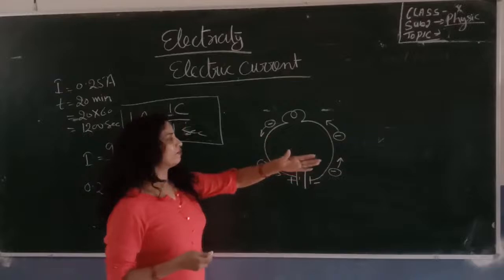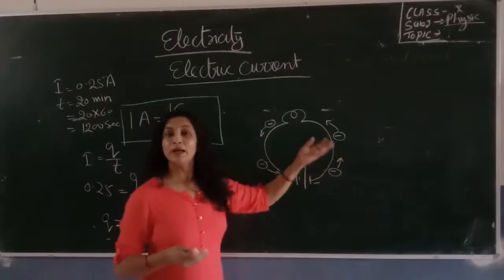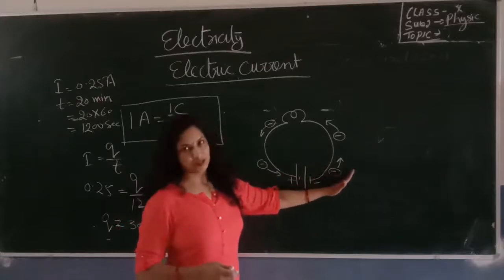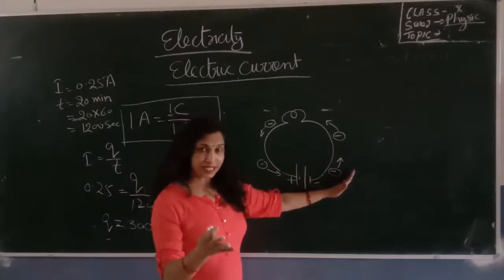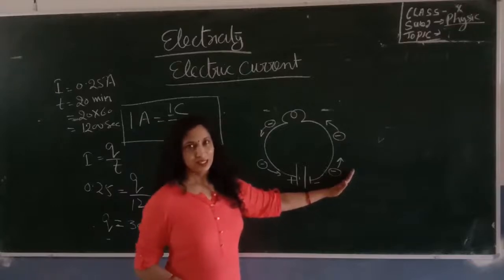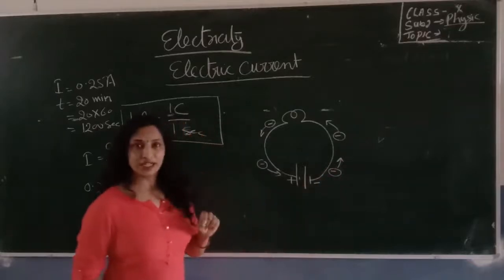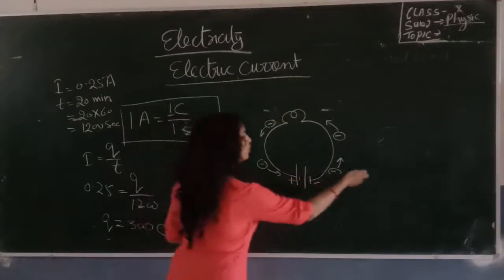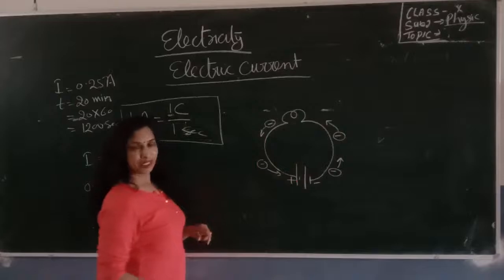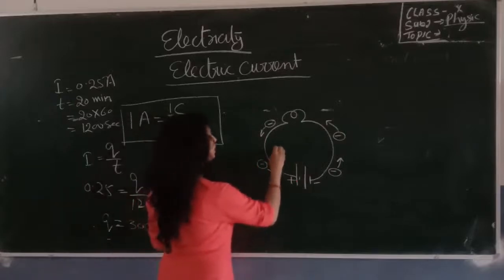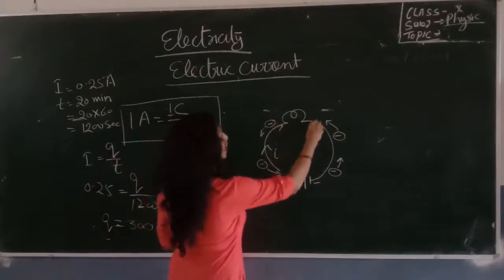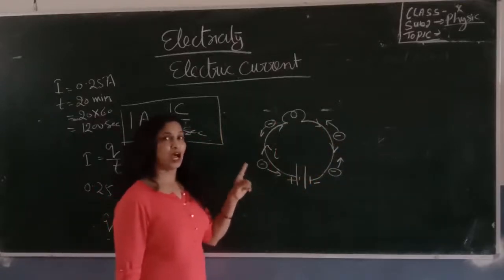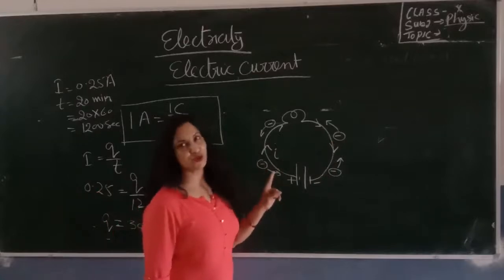So we can see the flow of electrons called current, but we can't represent the current by using the direction of the electrons, because we represent the current by the positive ions. So we can say the direction of current is always opposite to the direction of electrons. If the electrons are moving in this direction, then we will say that the current is moving in the opposite direction. So the direction of current is always opposite to the direction of electrons.